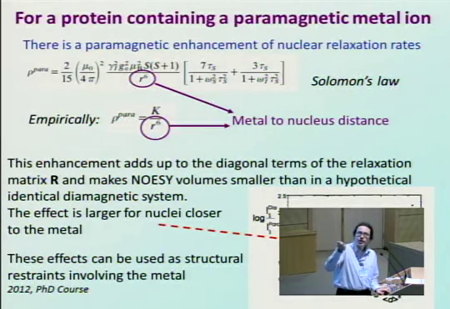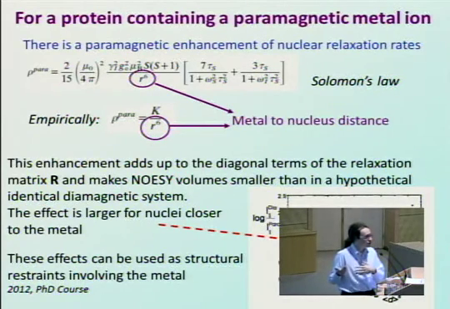Just a first mention of paramagnetism. If your system contains a paramagnetic metal ion or a paramagnetic spin label, for those who are using spin labels, you will get a contribution to relaxation from paramagnetism. So there's an interaction between protons and electrons sitting on the paramagnetic center. And this interaction has a significant effect on NOE intensities, in that it makes NOE intensities much lower than they should be. And again, this is distance dependent.